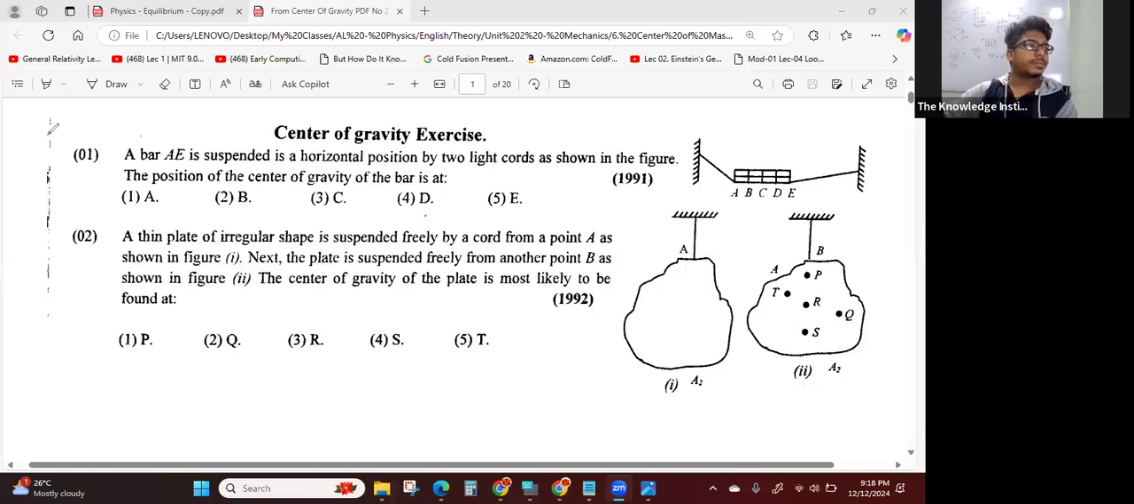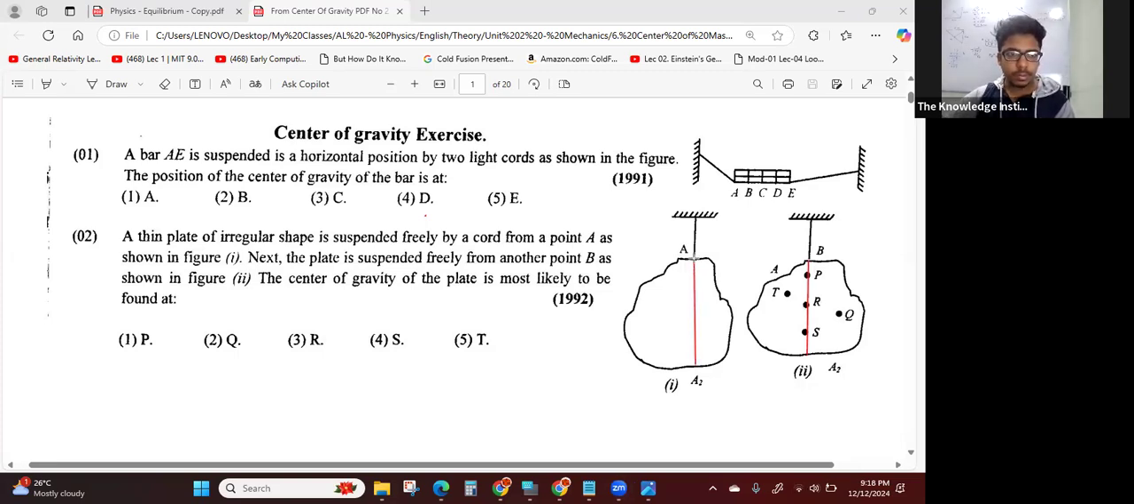Okay, so here, according to figure 2, we can see that center of gravity should lie on this line, in this vertical line. So it could be either P, Q, R, or S. So therefore, the center of gravity should be either P, R, or S.